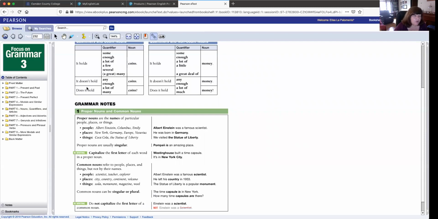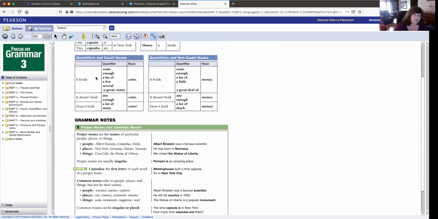And when we ask a question, you'll notice that again, the only word that is here that is not in the other section is the word any. The word any is only, again, I'll repeat, that word any is only used with negatives or questions. So we can ask, does it hold any coins? Does it hold enough coins? Does it hold a lot of coins? Does it hold many coins? Okay? The main thing to remember here is that the word any is only used for negatives and questions.